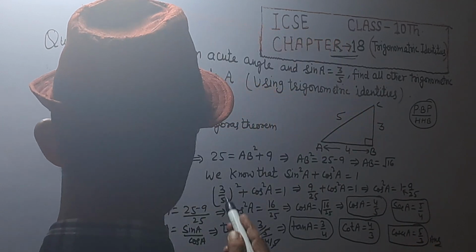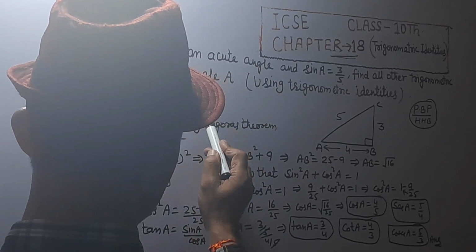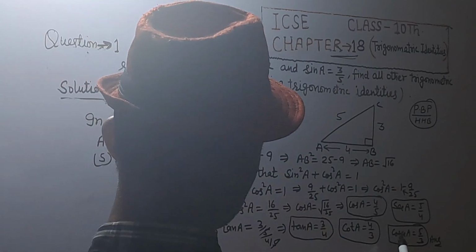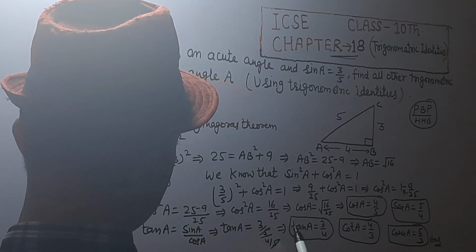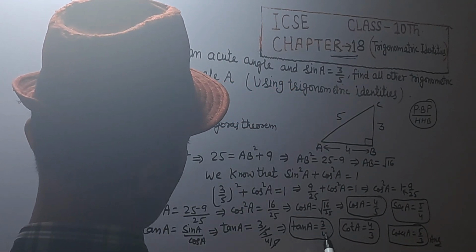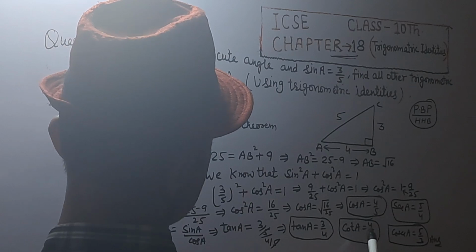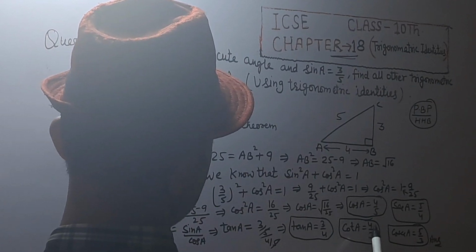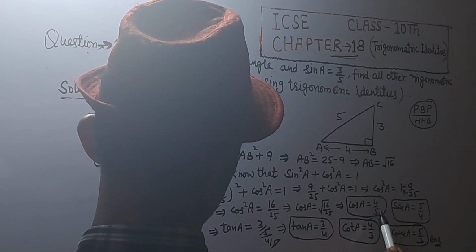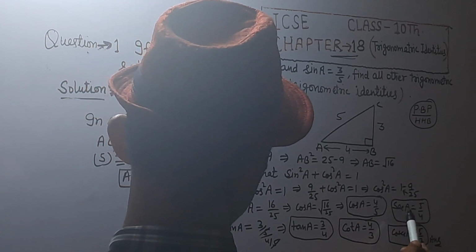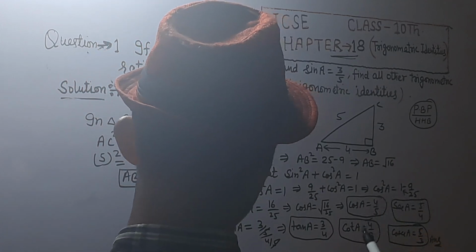Answer. First, sin A is 3 upon 5 and cosecant is 5 upon 3. Tan A is equal to 3 upon 4. Cot A is equal to reciprocal of tan A, that is 4 upon 3. We find cos A is equal to 4 upon 5. So secant A is equal to 5 upon 4.